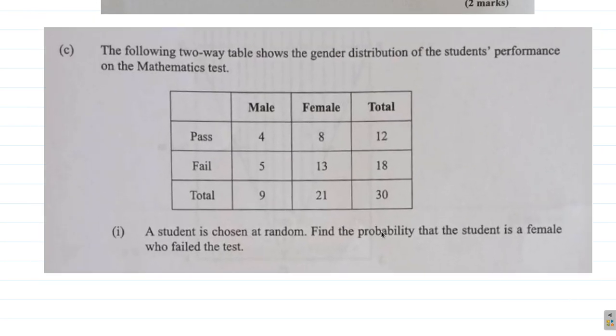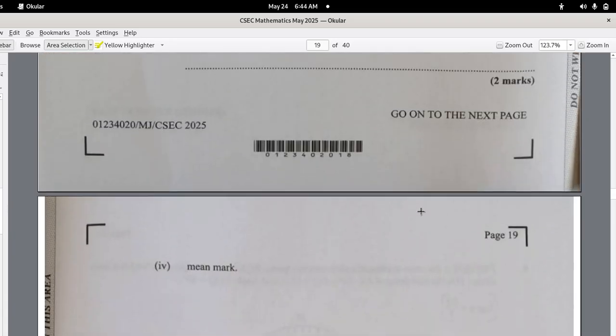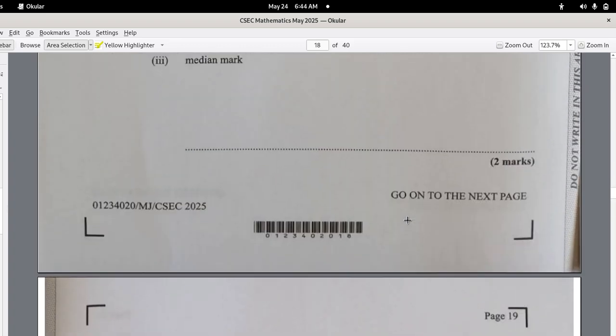Now, female who failed the test must be a female. The probability is that it's a female who failed the test. Alright. Oh, my. I'm missing something here.